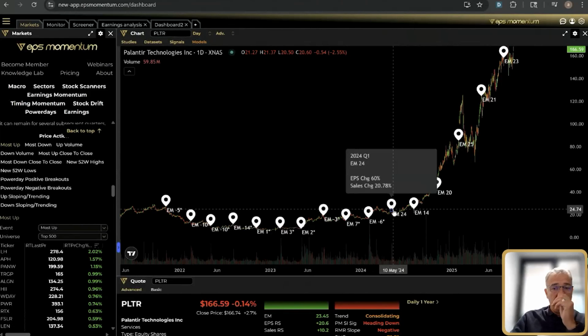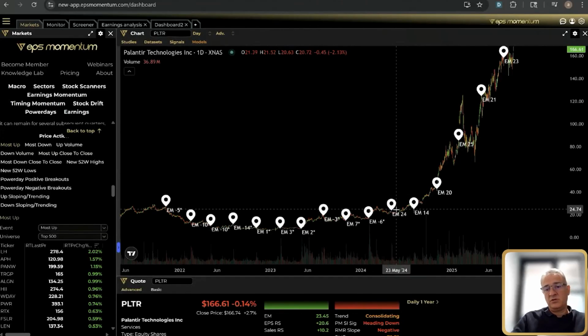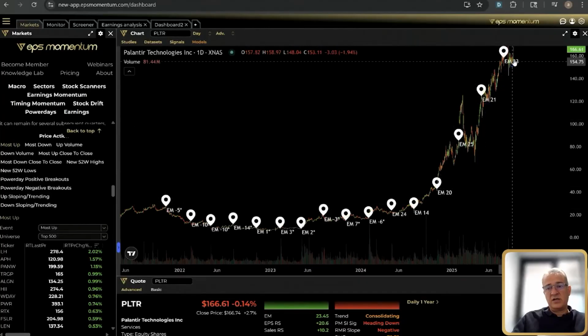So this is on this quarter, and you notice when you hover your mouse on it, you have the EPS change 60% and the sales change 20%, right? So you don't even have to go to the matrix, but you can go to the matrix if you want to. And then from then on, the stock just rallied and rallied and rallied.